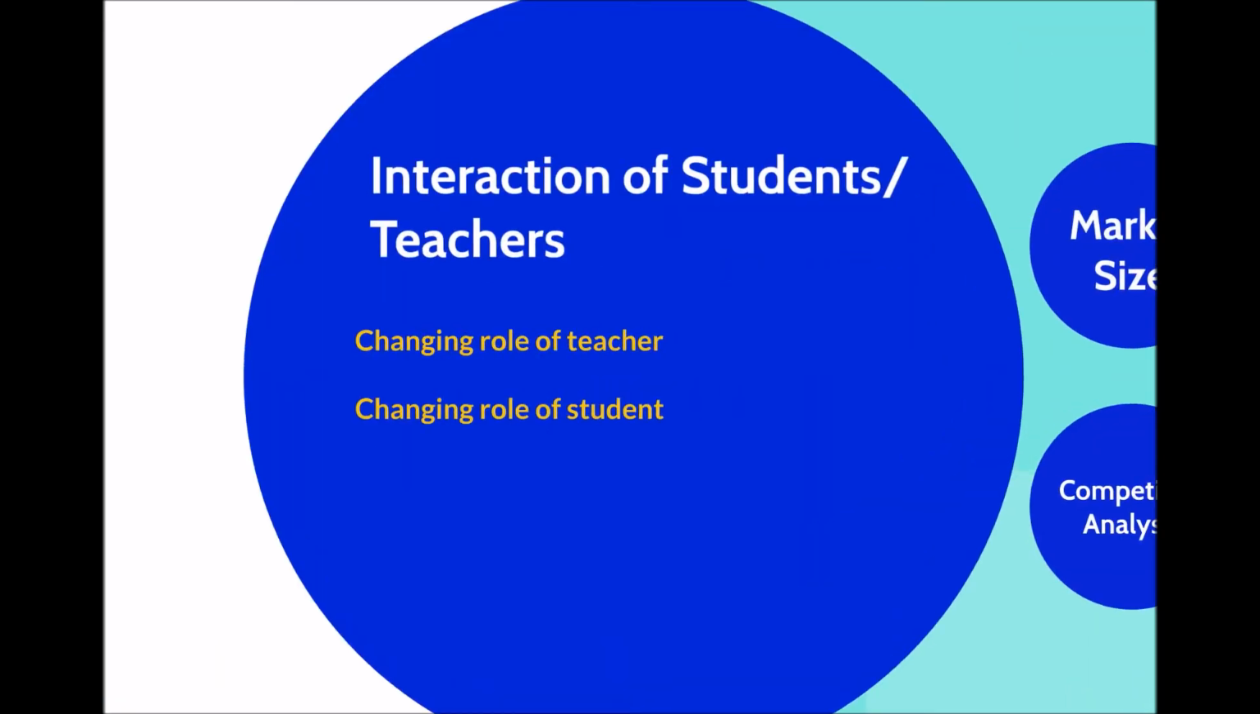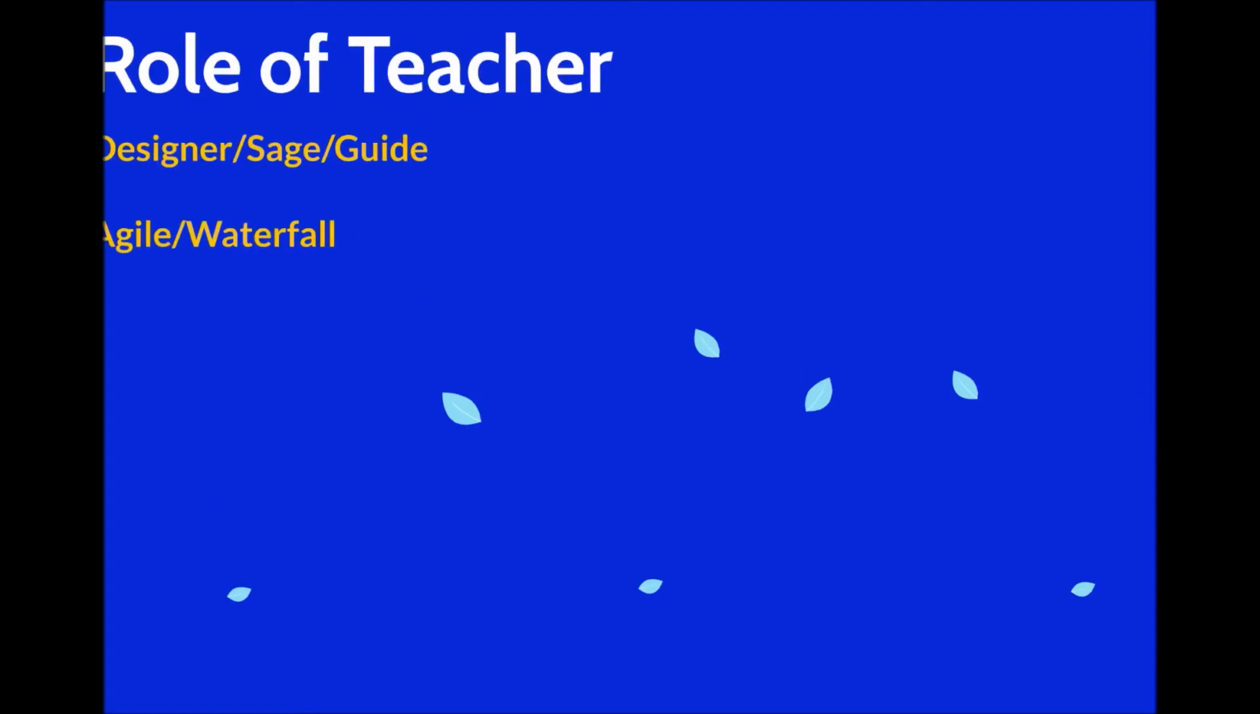So in the flipped classroom, what do we mean by interaction of teachers and students? There's a changing role of the teacher. There's a changing role for the student, and they become more learning orientated. What is the role of the teacher?